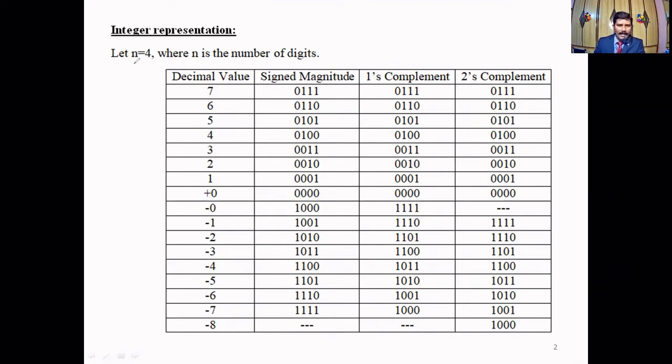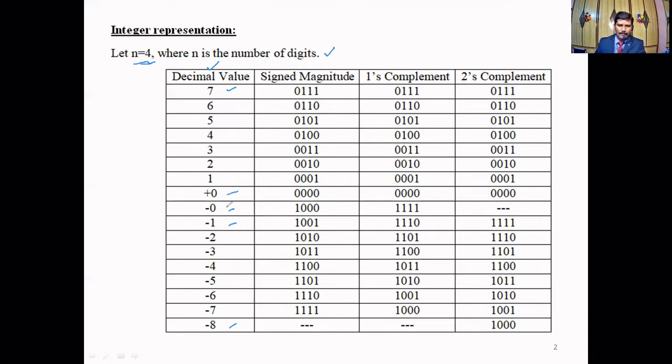Let n equal 4 we have taken. That means binary numbers of 4 digits, where n is the number of digits. If you observe the decimal values, 0 to 7 and minus 0, minus 1, like that up to minus 8 you have taken. Okay, let us take these many decimal values.